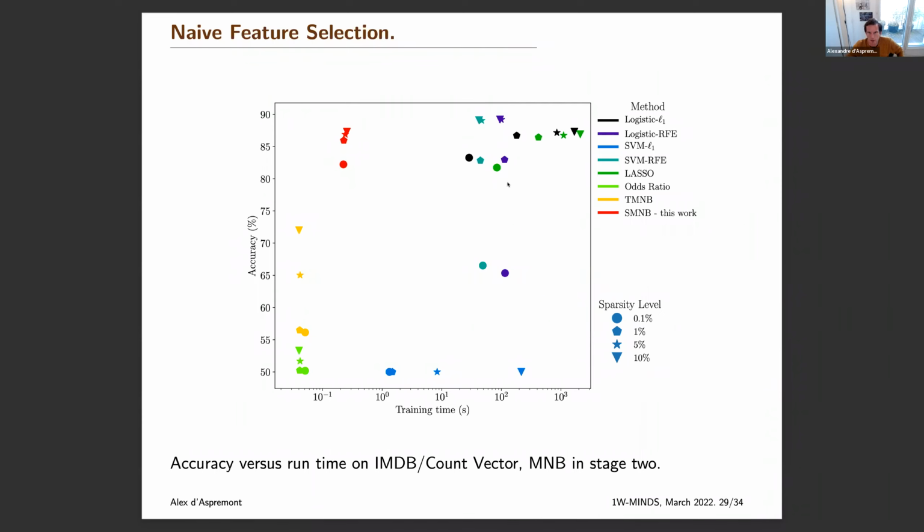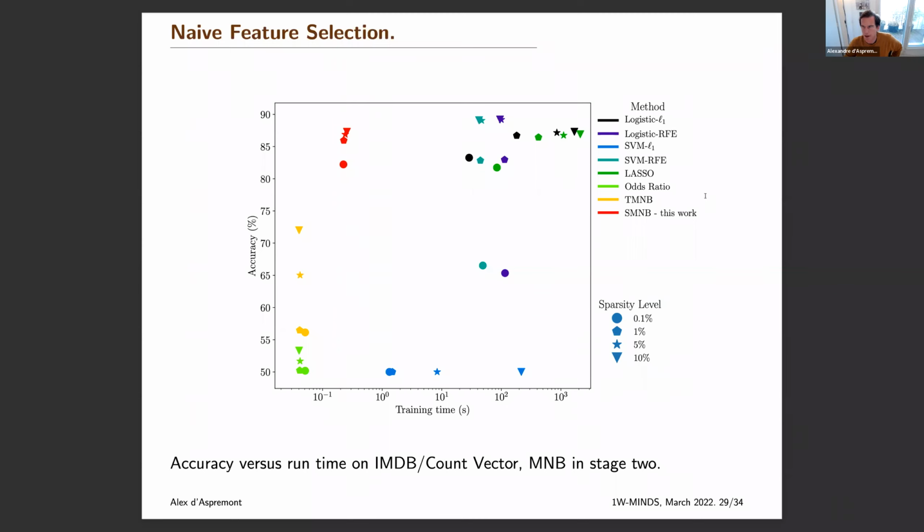So I don't have details, but otherwise you see that all other feature selection techniques, so penalized linear models, sort of sit in this region where training time is in the hundreds of seconds and accuracy is in the sort of 85% range. And our results are somewhere in between.